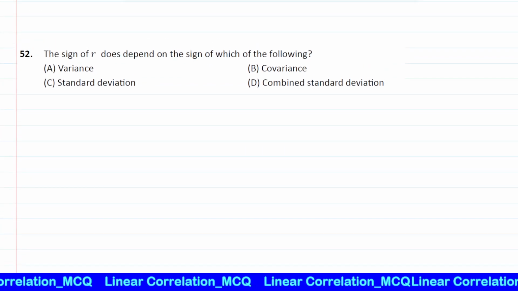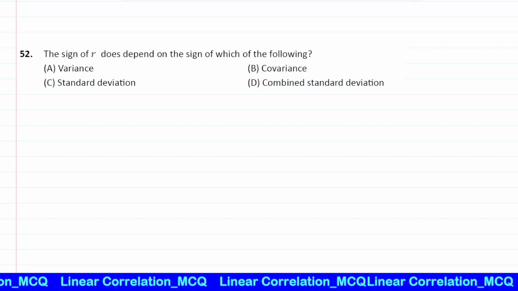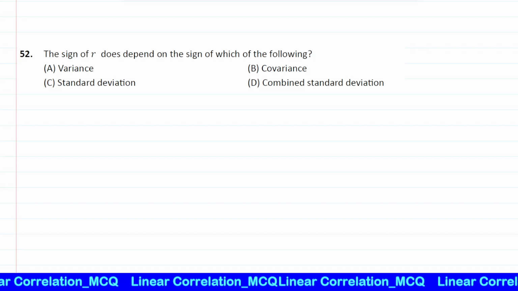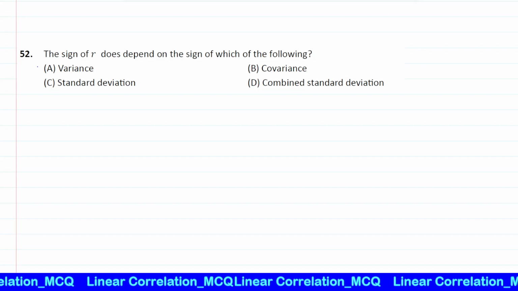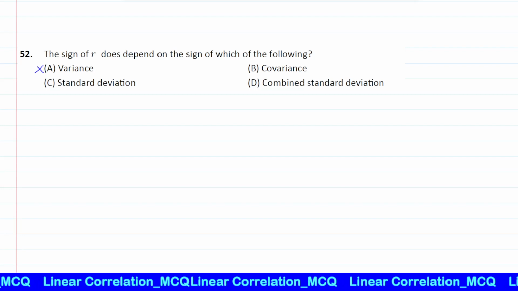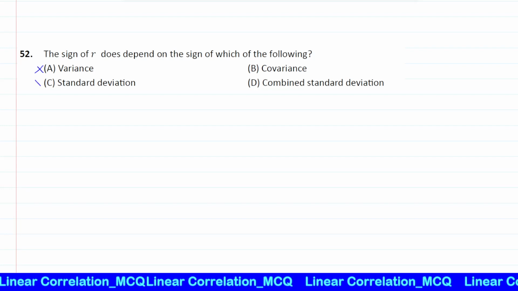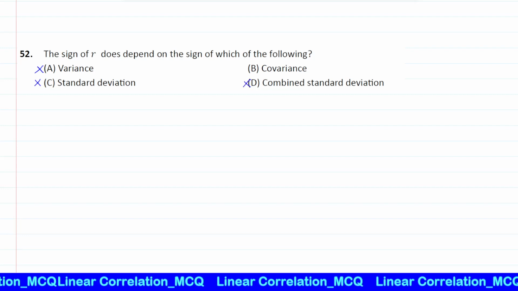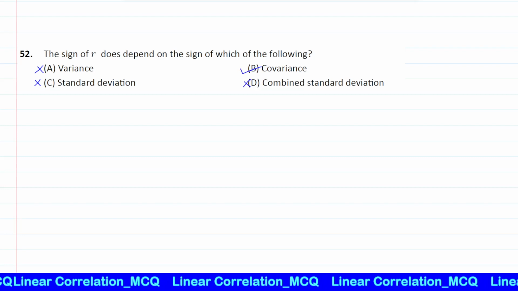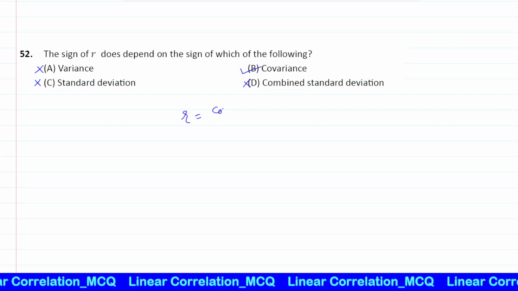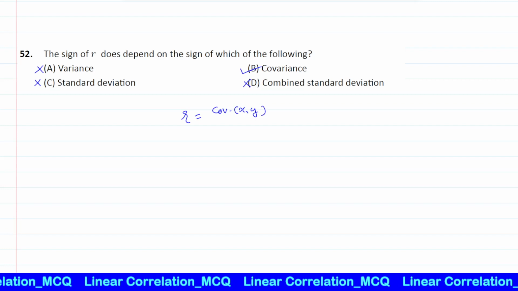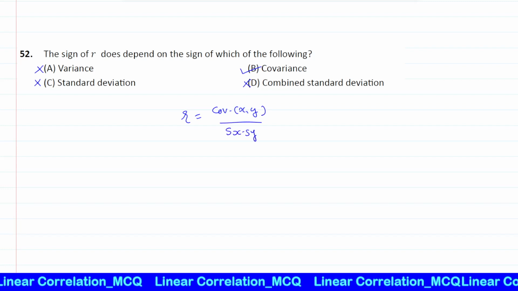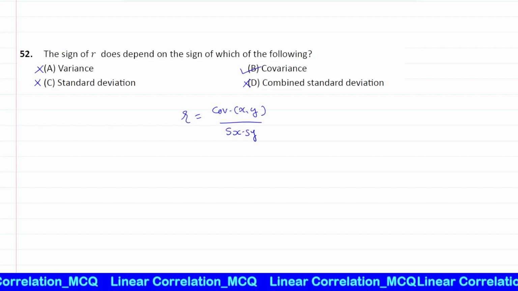Question number 52. The sign of R depends on the sign of which of the following? Variance is always positive, so option A is not correct. Standard deviation is always positive, so that is also not possible. Combined standard deviation does not apply. Covariance is the correct option because the formula of R is covariance of xy divided by sx into sy. Sx and sy are always positive, so the sign of R always depends on the covariance of x and y.